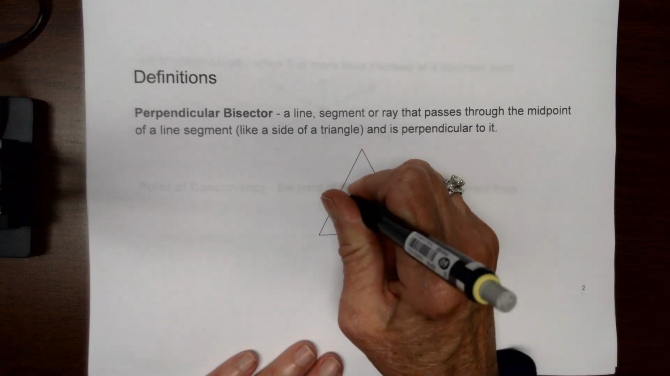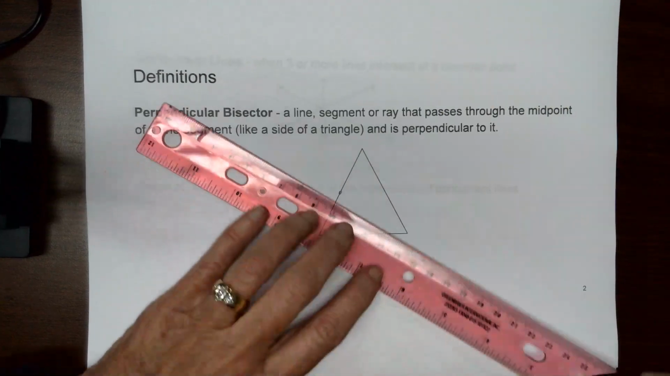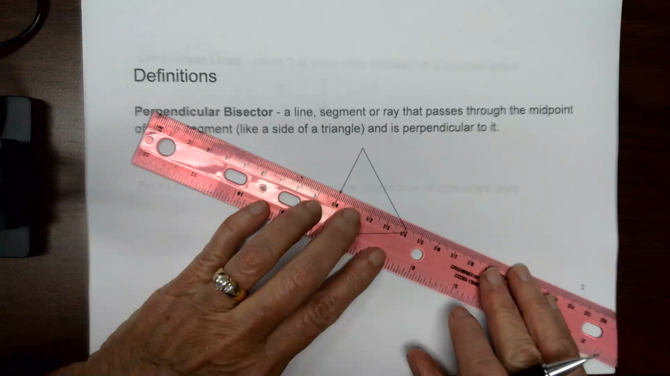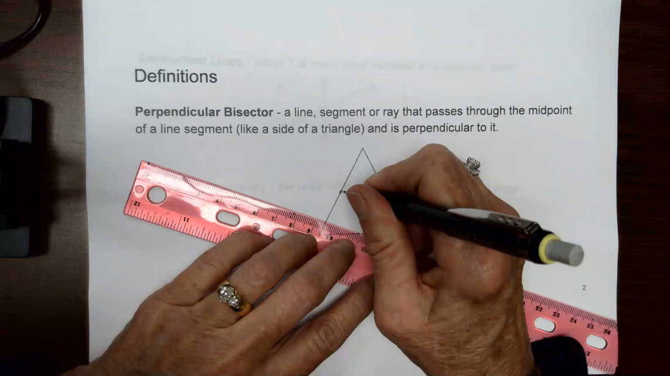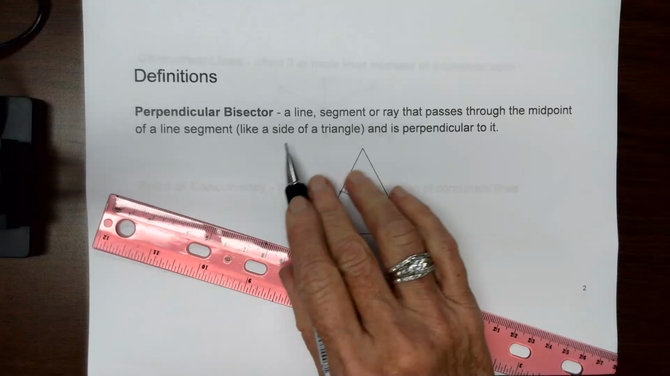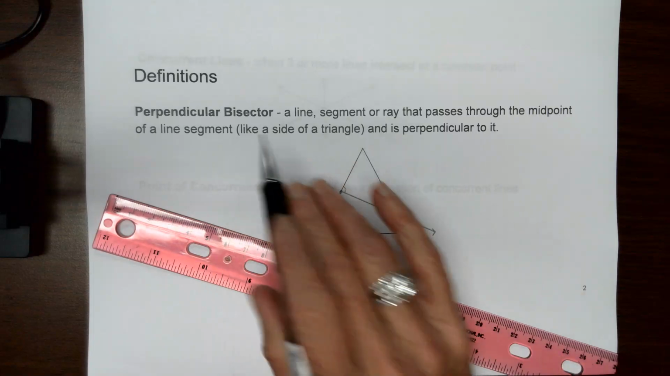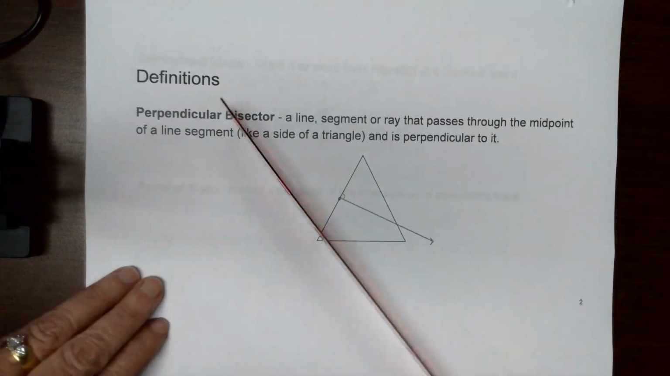So if I find the middle here and I draw a line that hits it at a 90-degree angle, that is a perpendicular bisector. It bisects the line and it's perpendicular to that.